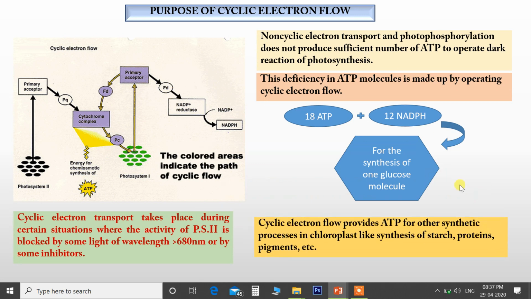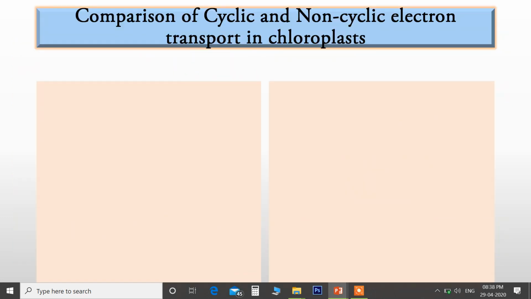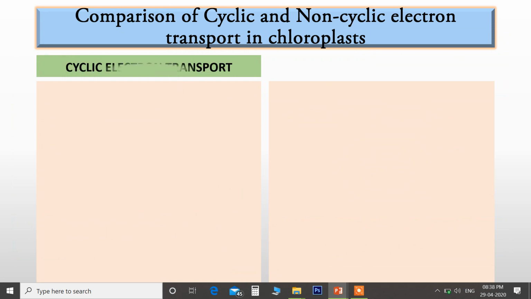Cyclic electron flow also provides ATP for other synthetic processes taking place in chloroplast like synthesis of starch, proteins, pigments, etc. So these are the suggested functions of cyclic electron flow in chloroplast. So let's compare cyclic and non-cyclic electron flow occurring in chloroplast. This is very important. So just revise the points that we have studied under cyclic and non-cyclic electron transport, and we are going to compare both processes.